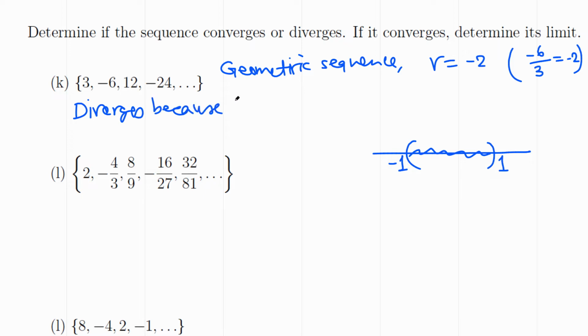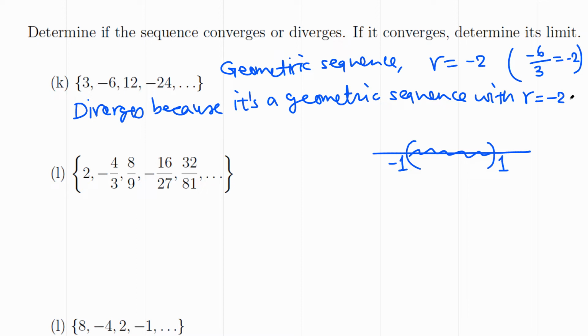Because it's a geometric sequence with common ratio r equals negative 2, the absolute value of r is bigger than 1. We can say it's just outside of the interval, less than negative 1, and so it diverges.